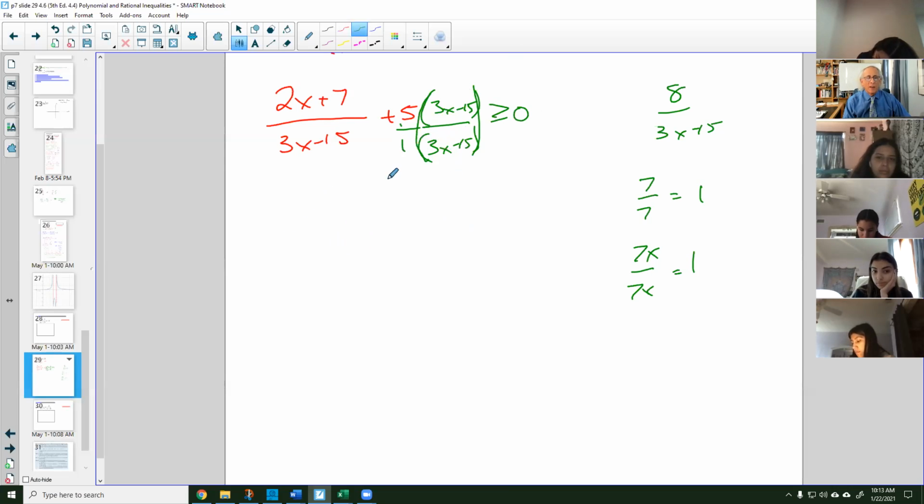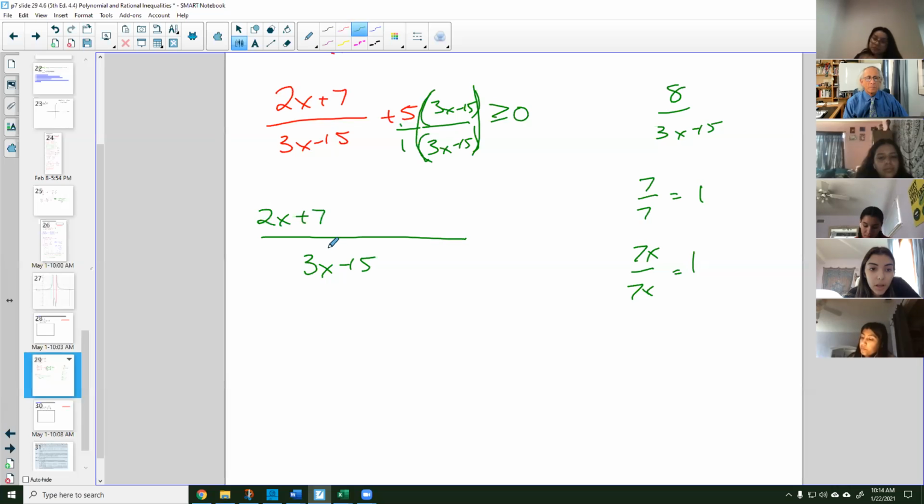Okay, so I'm going to get a common denominator. So my denominator is going to be 3x minus 15. And then what's going to be in my numerator? 2x plus 7 plus 15x minus 75. That's right. I distributed this 5 to both those pieces right there. My denominator now is 3x minus 15. Is everybody okay with that? Yes. Okay, good. And this has to be greater than or equal to 0.